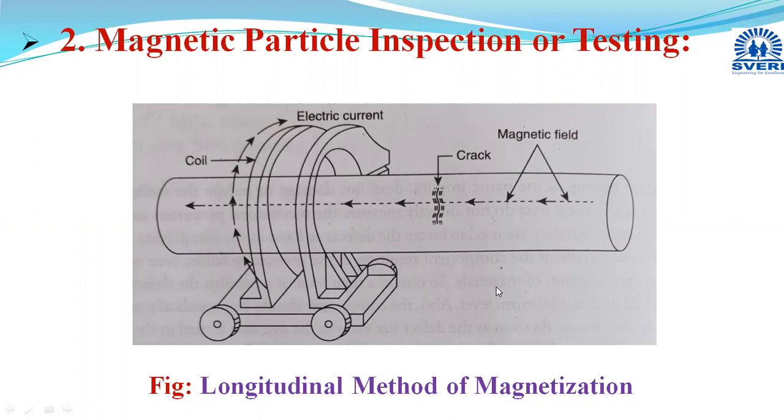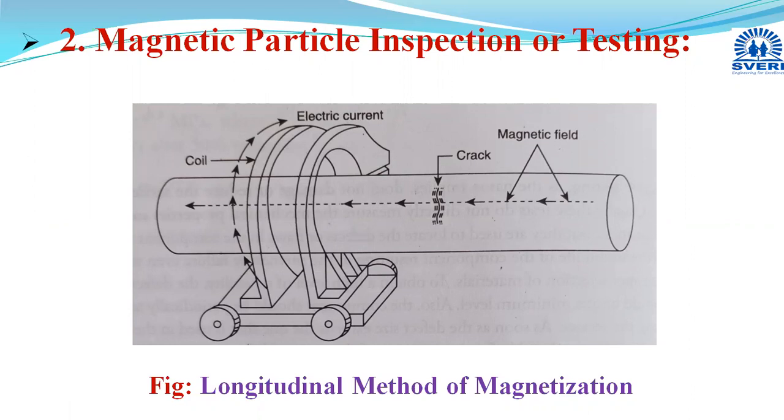As for alternating current, its flow is limited to the surface layers. Hence, up to 2-inch depth from the top layer of the specimen, we can determine cracks with the help of the magnetic particle testing method. But we have to use the direct magnetization method, and direct current must be applied.